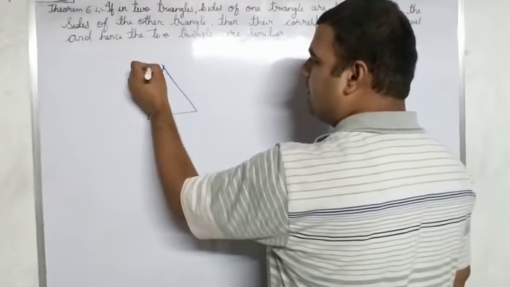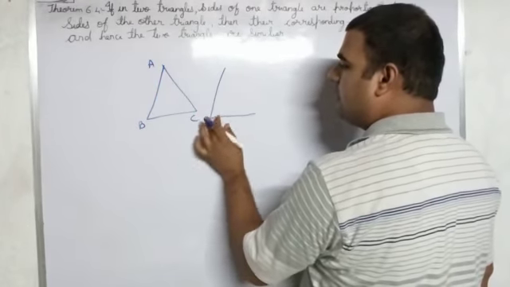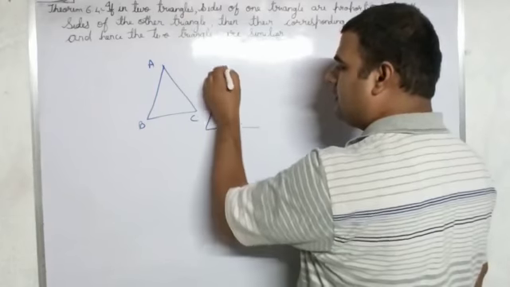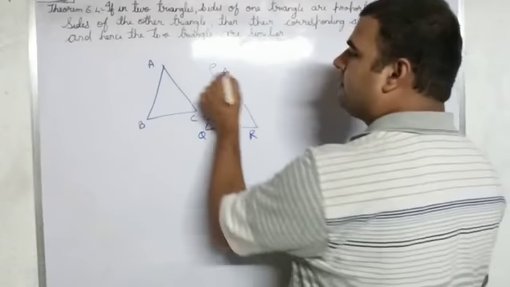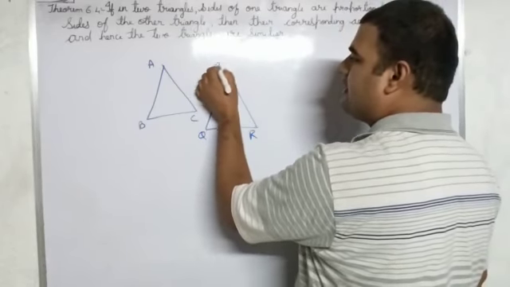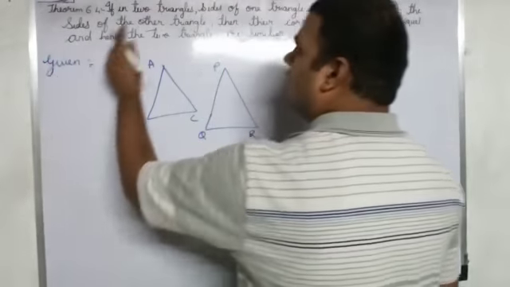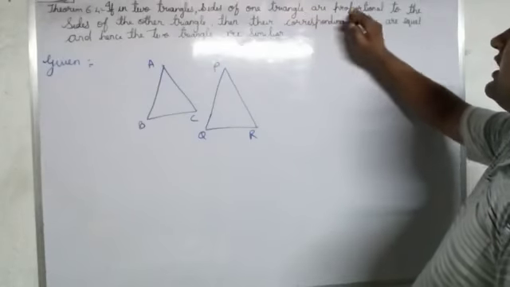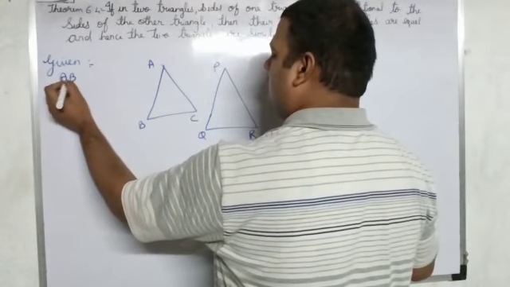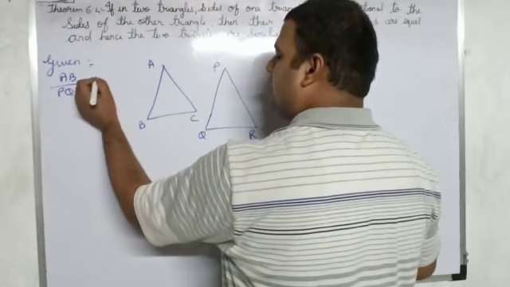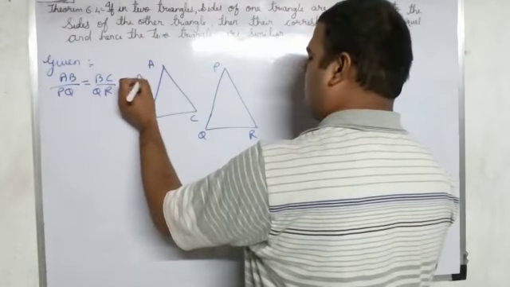So I will take a triangle ABC, okay, another triangle PQR. Here we have written PQR, right? Triangle ABC and triangle PQR. Now, what is given? If in two triangles, sides of one triangle are proportional to the sides of the other triangle. So we know it is AB upon PQ, BC upon QR, and AC upon PR.